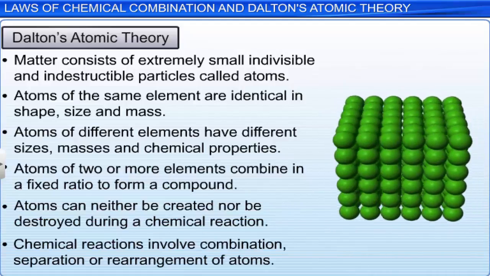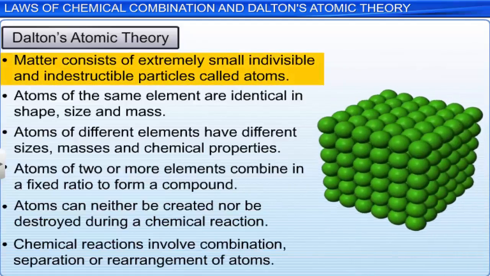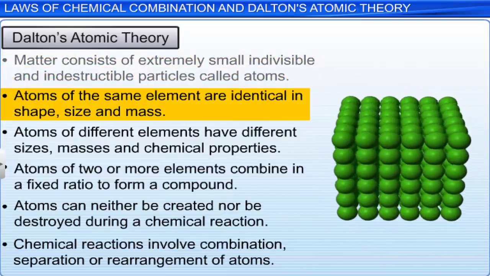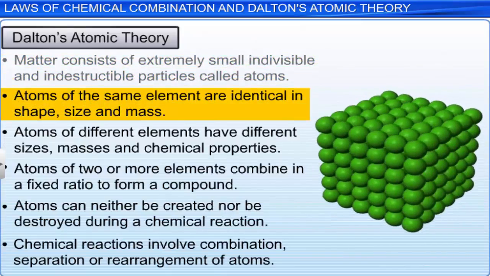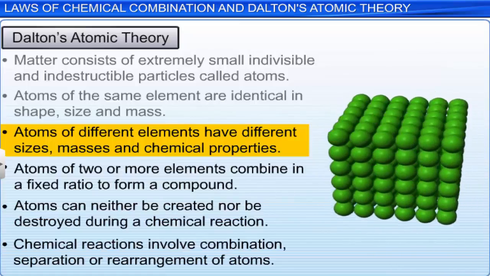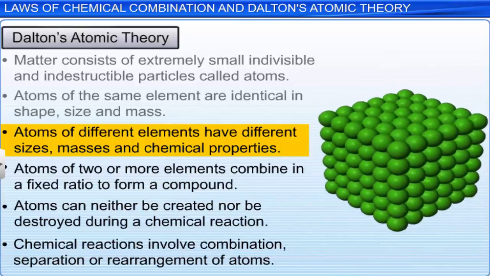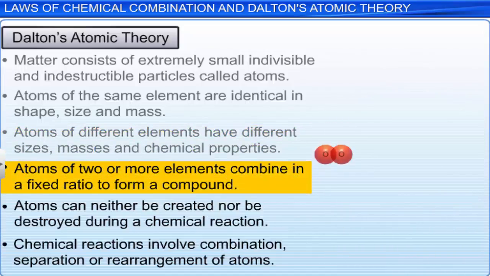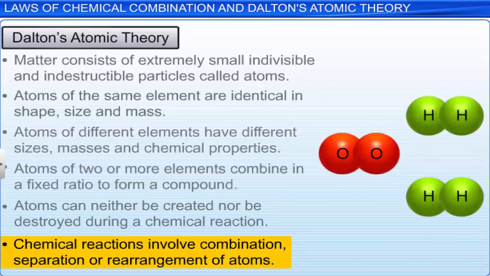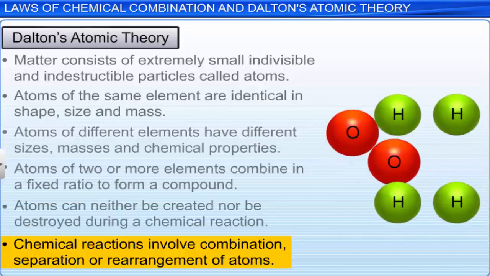The theory states that matter consists of extremely small, indivisible and indestructible particles called atoms. Atoms of the same element are identical in shape, size, and mass. Atoms of different elements have different sizes, masses, and chemical properties. Atoms of 2 or more elements combine in a fixed ratio to form a compound. Atoms can neither be created nor be destroyed during a chemical reaction. Chemical reactions involve combination, separation, or rearrangement of atoms.